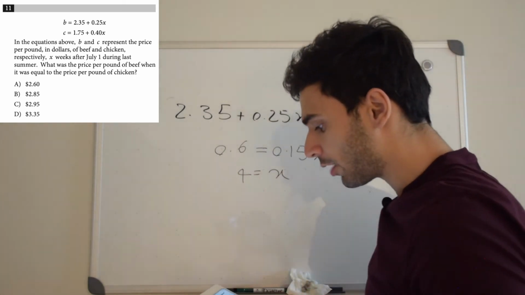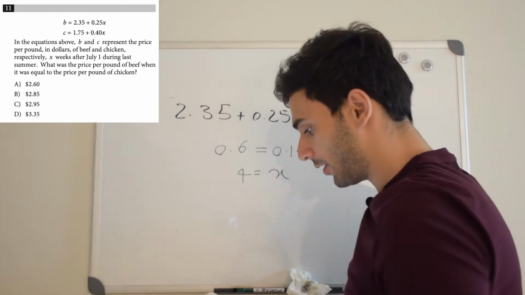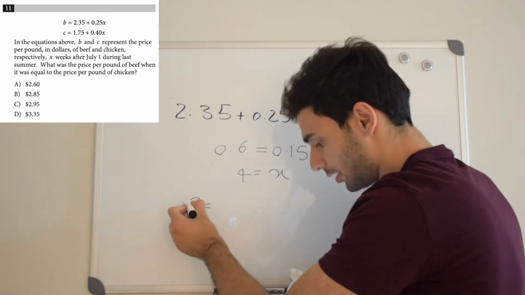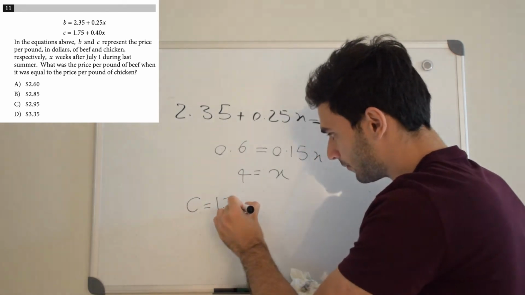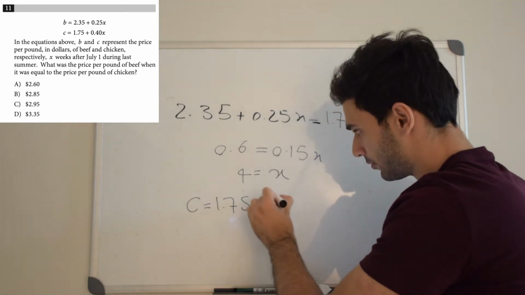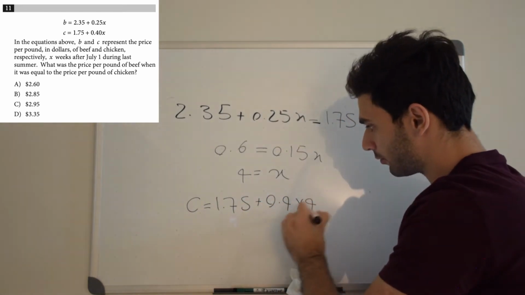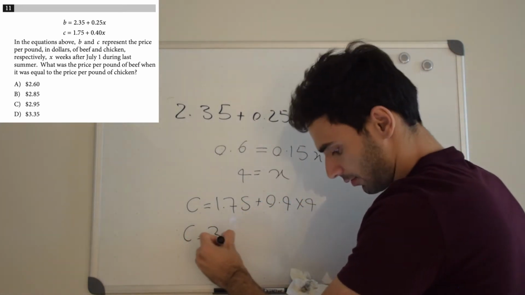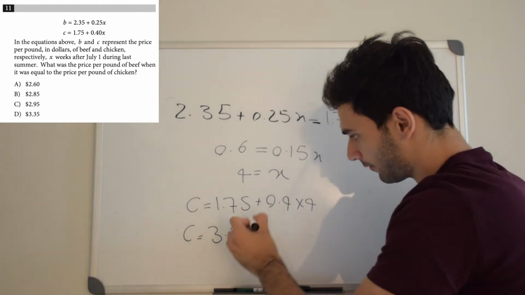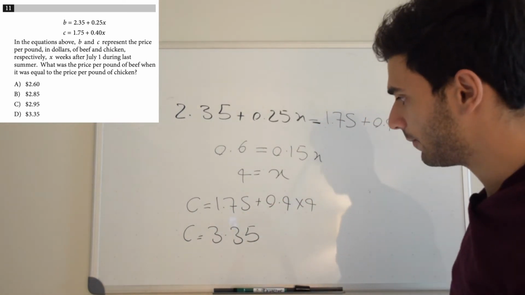When x is 4, I'm gonna plug x into one of the equations. So I'm gonna plug it here. Chicken is gonna be 1.75 plus 0.4 multiplied by 4. The answer is 3.35. Right?